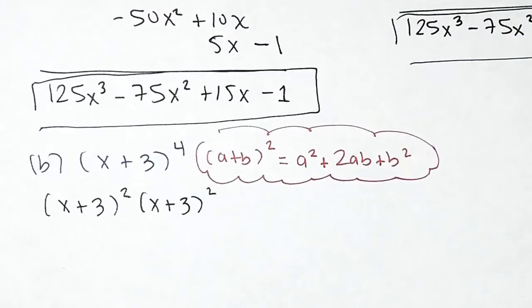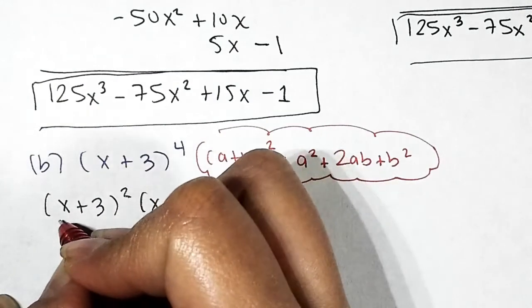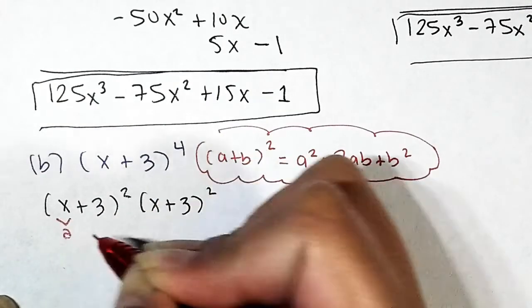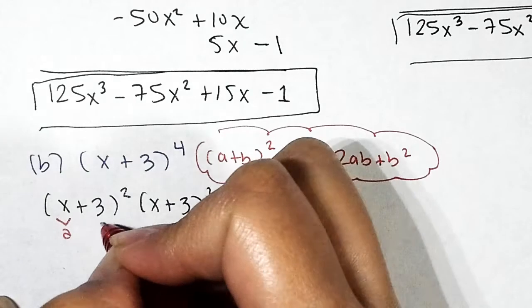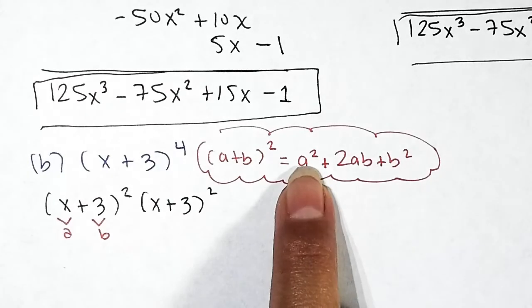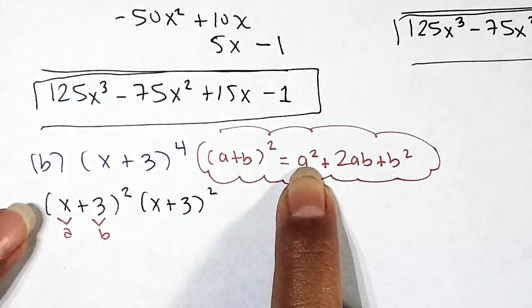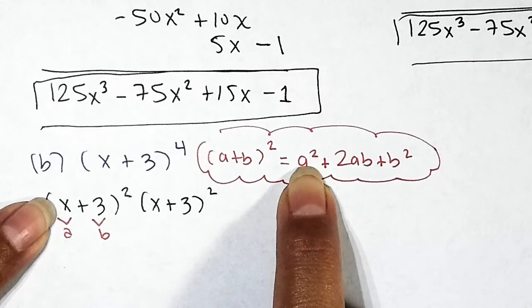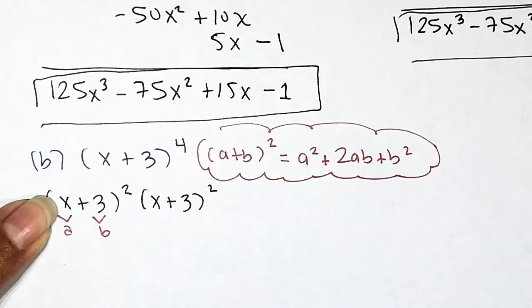Alright, let's do this. I'm going to identify a and b. A is whatever we see before the operation, namely x. B is whatever we see after the operation, namely 3. Let's do this. The first term in our answer is of the form a squared, so we're going to take that a and square it. X times x will give us x squared.